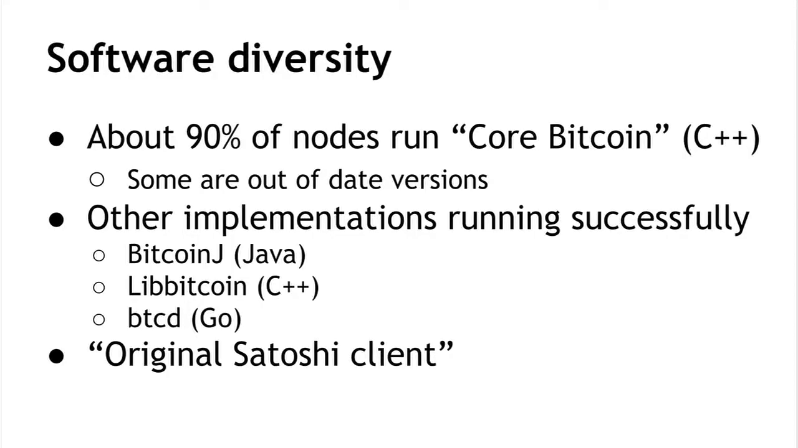So how many different implementations are out there? Since this is an open protocol, ideally what we would want is that there are a bunch of different implementations that are all interacting with each other seamlessly, and that way if there's a bad bug in one, the entire network is not likely to crash at once.